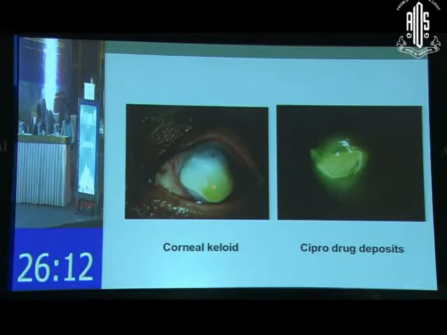These are corneal keloids. Or, not to forget, if you get these kind of small white deposits on the surface of the cornea. They are deposits, they are not infiltration. Sometimes patients are shown to you as corneal ulcers, but these are ciprofloxacin drug deposits.